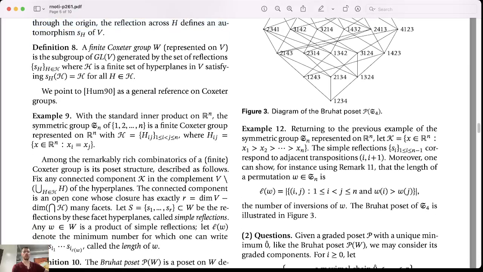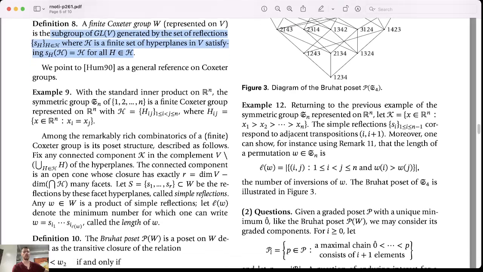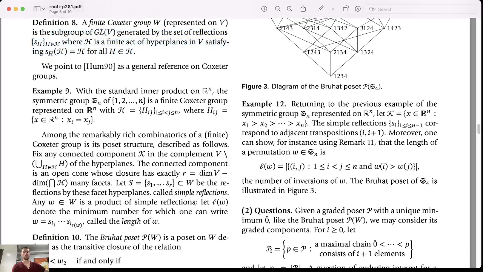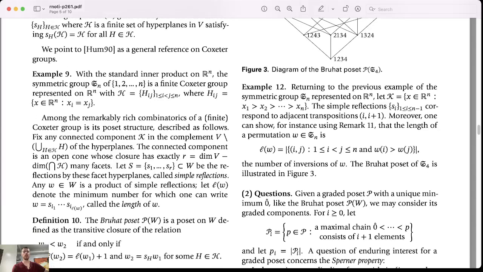Definition: a finite Coxeter group W represented on V is a subgroup of GL(V) generated by the set of reflections s_H, H in 𝓗, where 𝓗 is a finite set of hyperplanes in V satisfying s_H(𝓗) = 𝓗 for all H in 𝓗. We point to a paper from 1990 as a general reference on Coxeter groups.